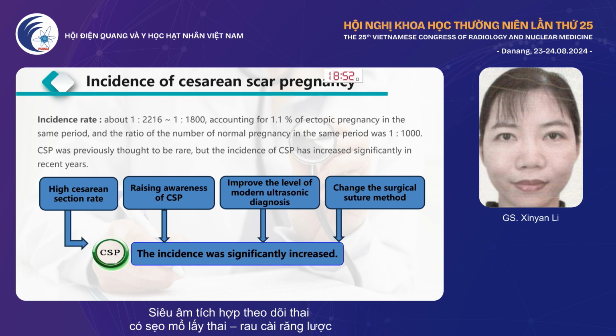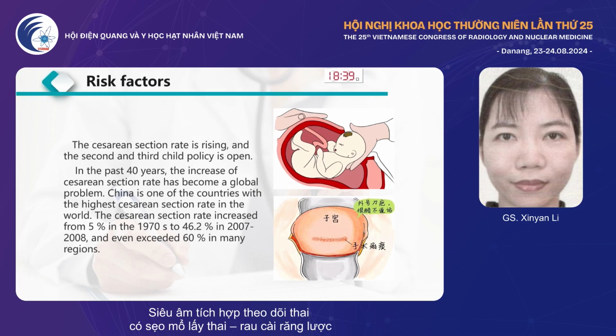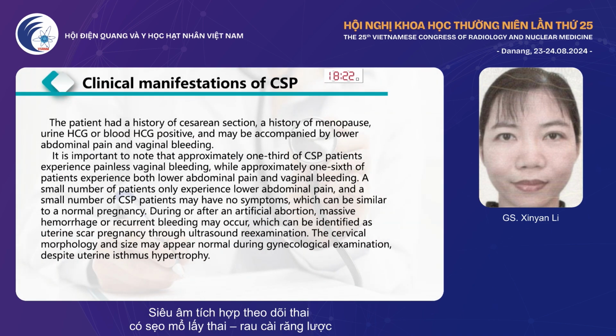CSP was previously thought to be rare, but the incidence has increased significantly in recent years due to the above factors. The main risk factor of CSP is cesarean section, and China is one of the countries with the highest cesarean section rate in the world. The clinical manifestation of CSP is that the patient has a history of cesarean section, menopause, and positive HCG, and may be accompanied by lower abdominal pain and vaginal bleeding.